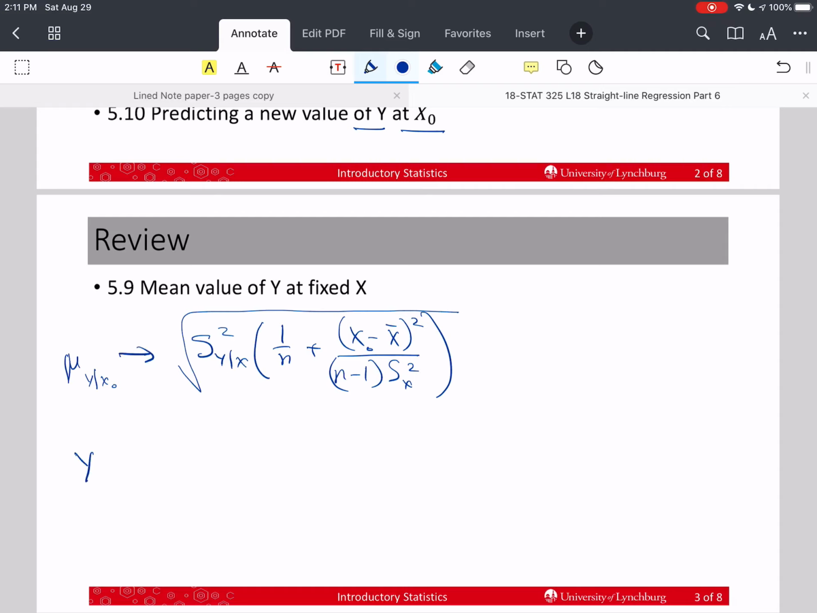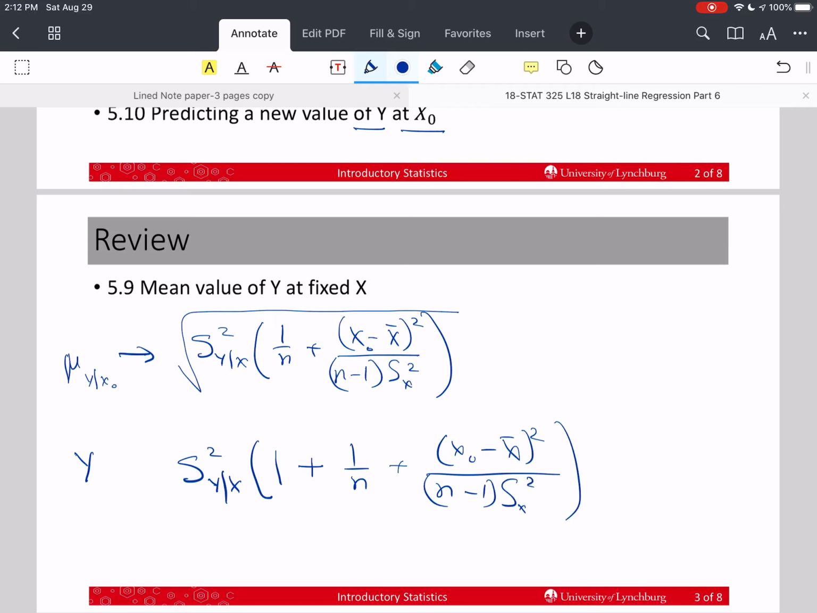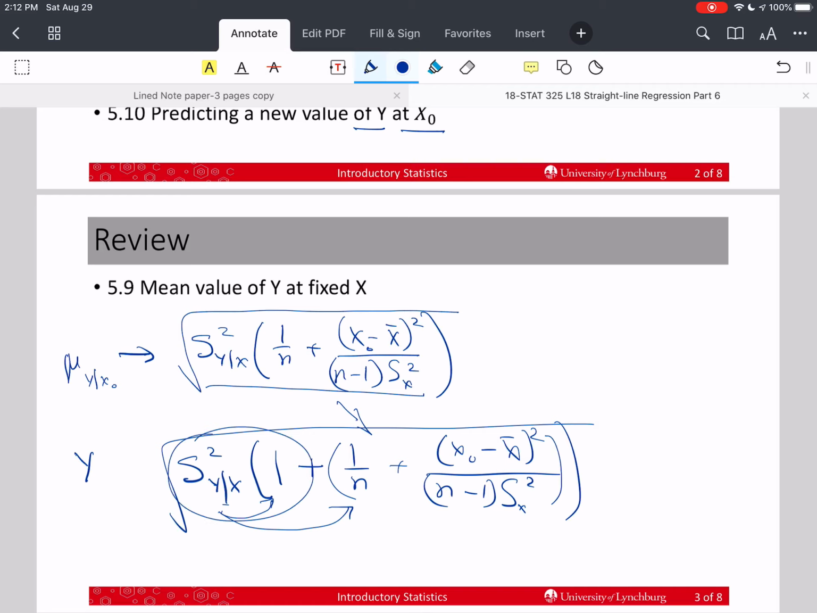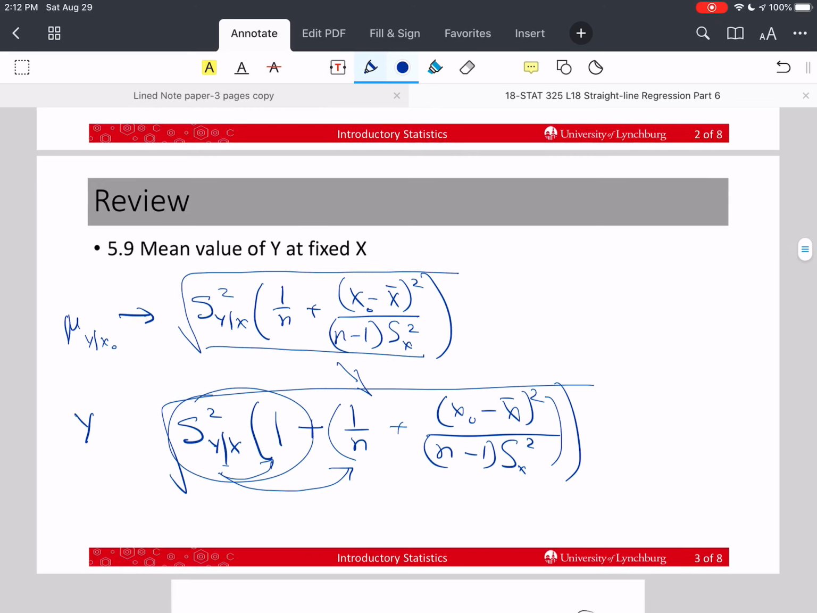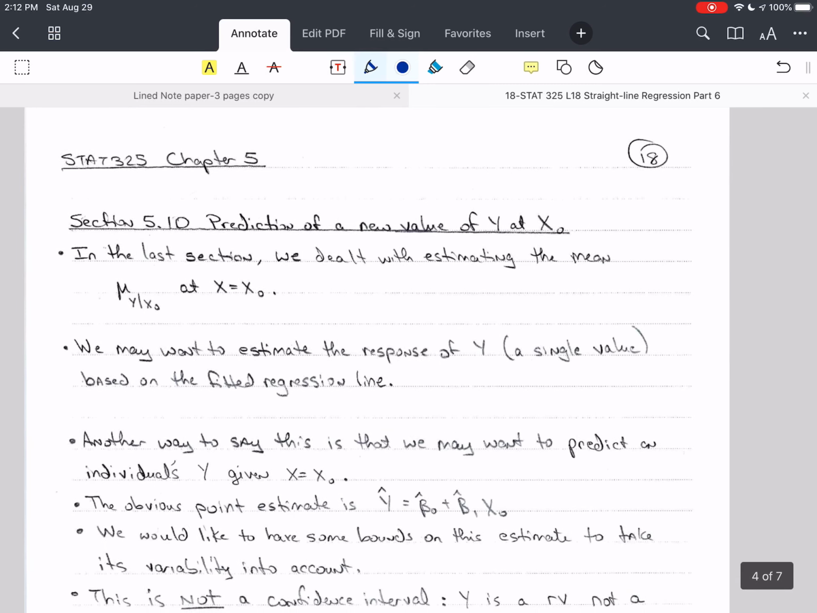Today we're going to talk about just predicting y, and we're going to end up with s sub y given x squared, and we're going to have this extra term: 1 plus 1 over n plus x naught minus x bar squared over n minus 1 s sub x squared. Okay? And then, of course, we take the square root of all that. If we distribute that, like the one above, we end up with this expression here, and then this extra term of the variance. So this definitely means that we're going to have higher variability for an individual point than we would for the mean, and that makes sense, right?